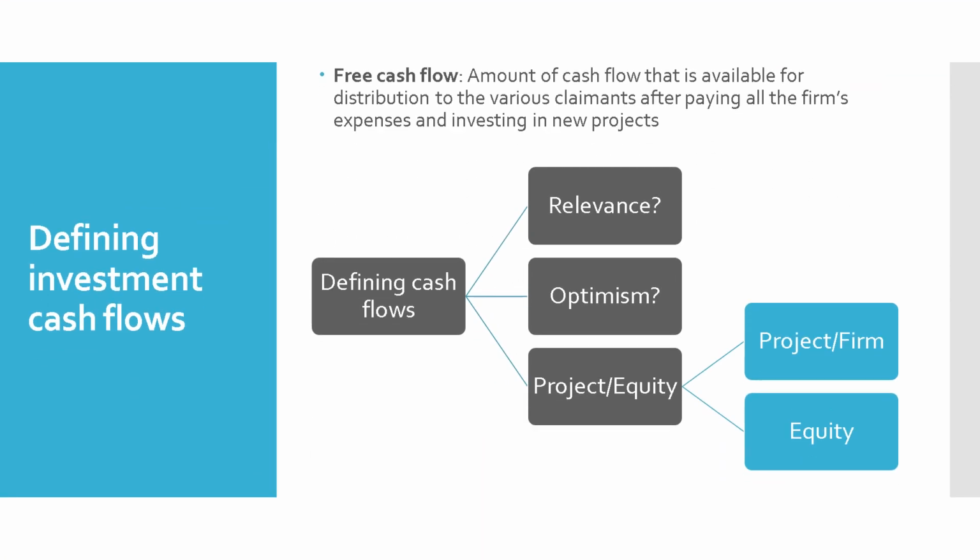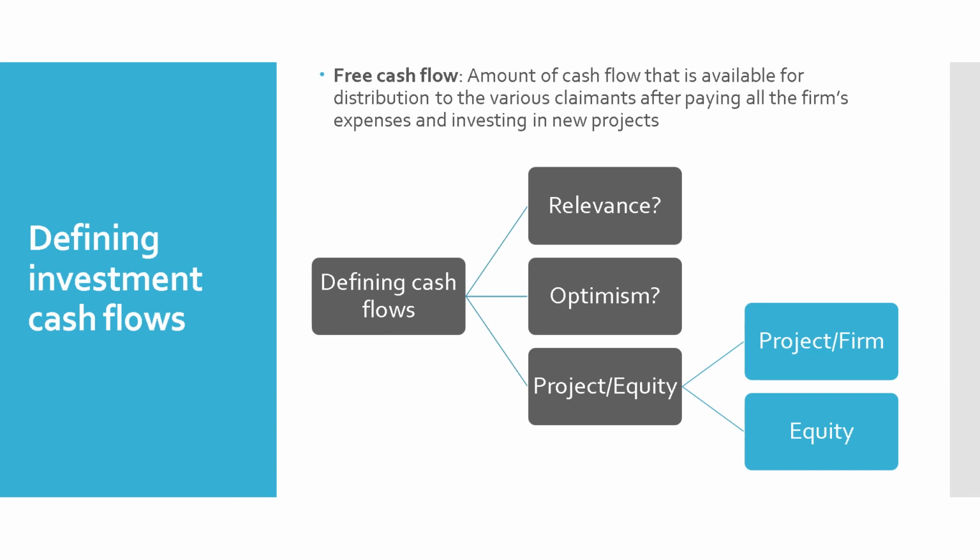Before discussing the third point, we need to define the free cash flow. The free cash flow is the amount of cash flow that is available for distribution to the various claimants after paying all the firm's expenses and investing in new projects. Now to the third point, when discussing project valuation, project free cash flow is used. Firm free cash flow can also be used when we discuss the valuation of a business.